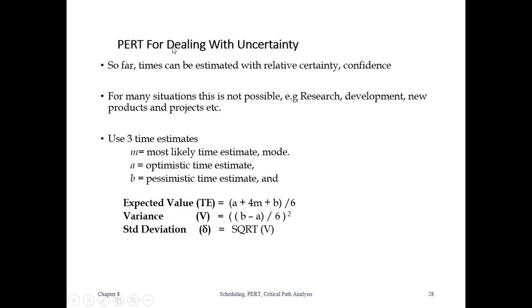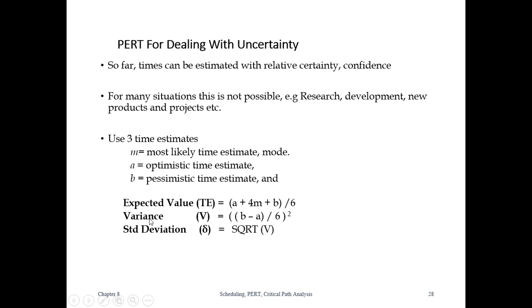PERT, as we said, is normally for dealing with uncertainties. So we have three basic time estimates. The first is called the most likely time estimate, another is called the optimistic time, and the third is called the pessimistic time. The expected value of the time, which is also called the mean value, is calculated using the equation: A, which is the optimistic time, plus B, which is the pessimistic time, plus 4 times the most likely time, over 6.